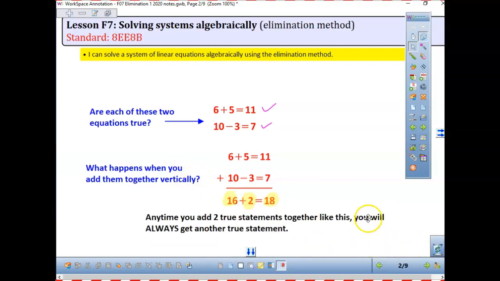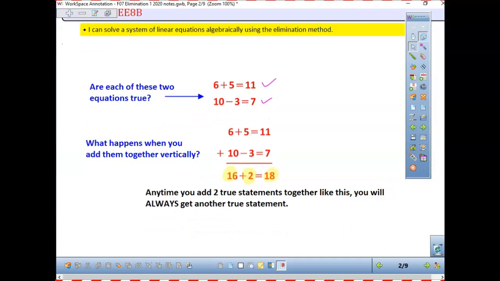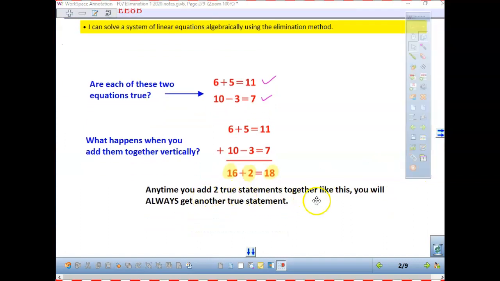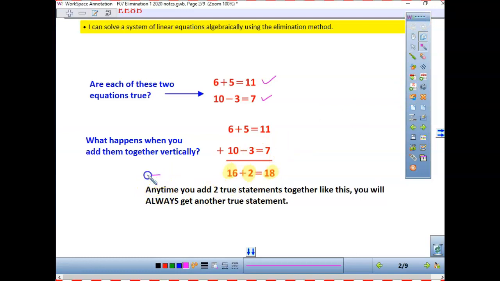So if I added those vertically, I get that same answer. So here's the deal. Anytime you have two true statements, you will always get another true statement if you add them. Please put that in your notes. We added these going vertically, because we know going across they were true. When we add them vertically, it'll also give us a true statement. Okay?